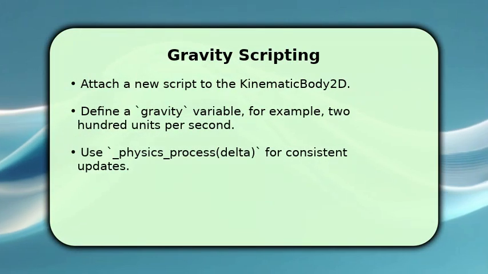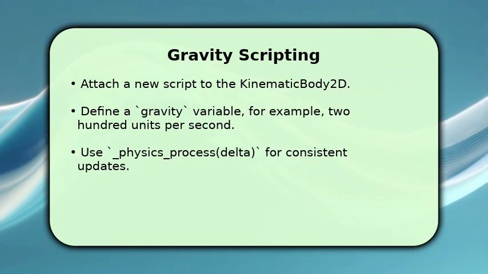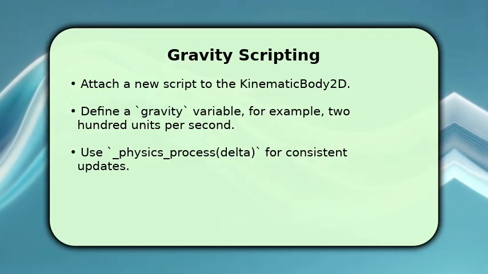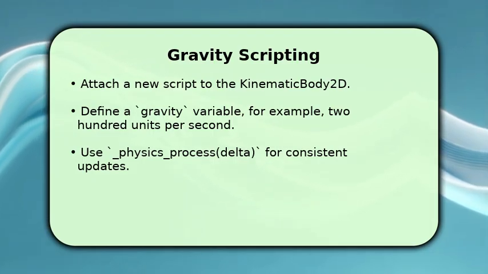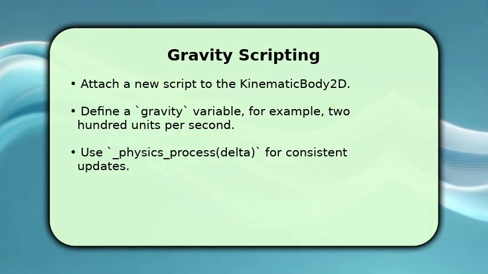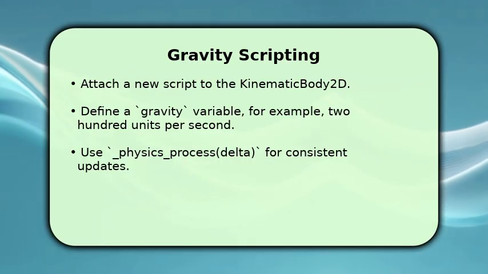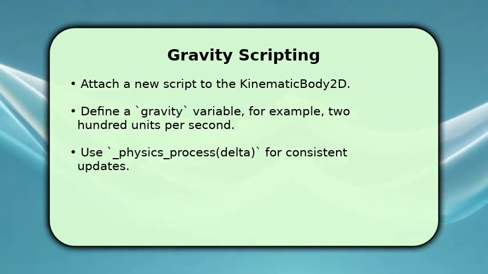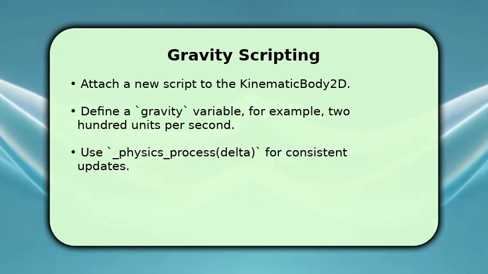Now let's add the gravity logic. Attach a new GD script to your kinematic body 2D node. Inside the script, declare a variable for gravity, perhaps setting it to a value like 200 units per second squared. Within the physics process delta function, which runs at a fixed rate, you will update the player's vertical velocity by continuously adding the gravity value multiplied by delta to velocity.y. You simulate a constant downward acceleration, making your character fall realistically.